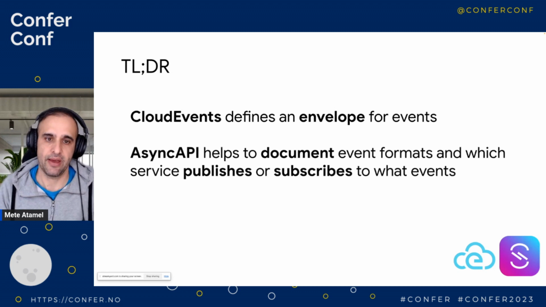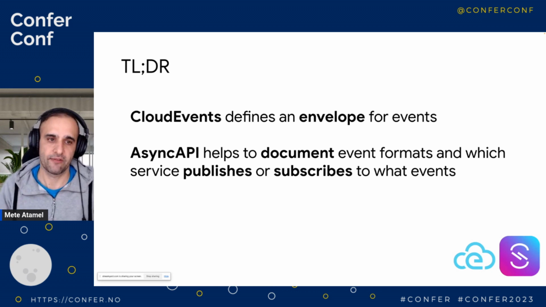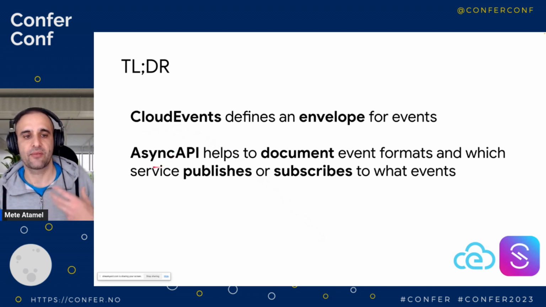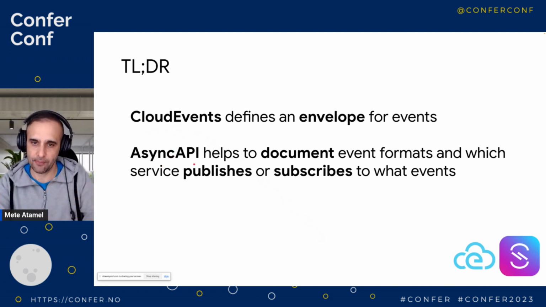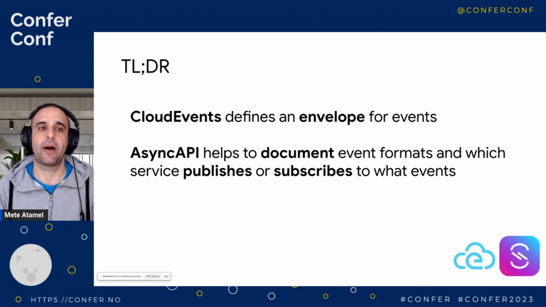So the TLDR of this talk is basically CloudEvents defines an envelope for events that you can use. And AsyncAPI helps to document the event formats, so not just the envelope of the event, but also the data of the event. And AsyncAPI also helps you to document which service publishes or subscribes to what events, right? So this is basically my talk, and we're going to talk about what CloudEvents is and what AsyncAPI is and how they help you with these things. But basically, that's what these two projects are about.